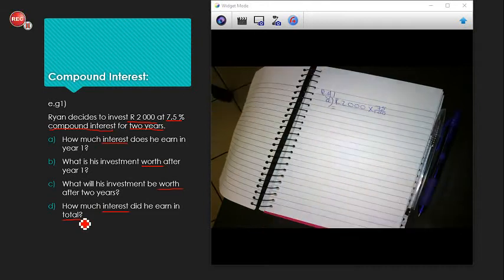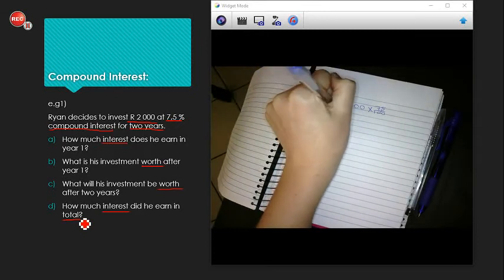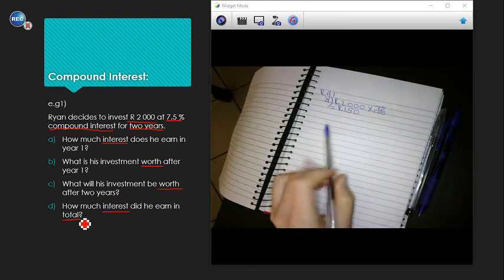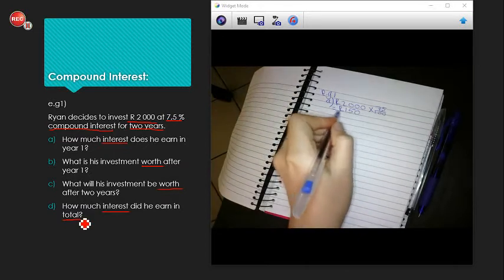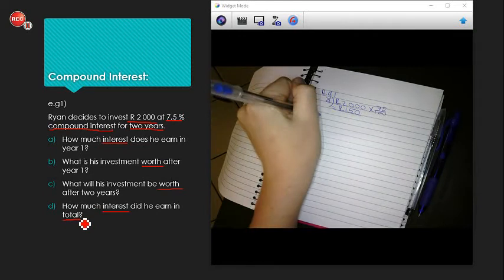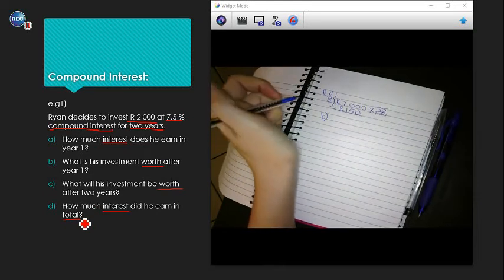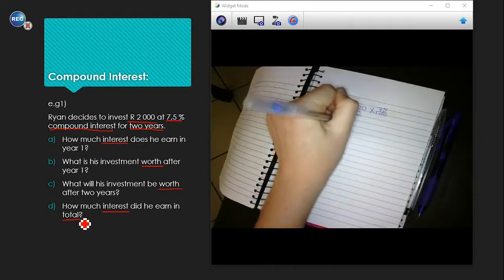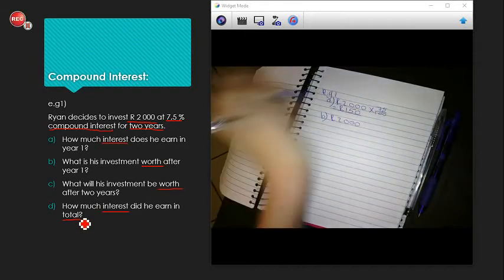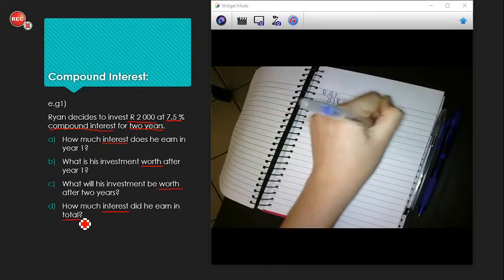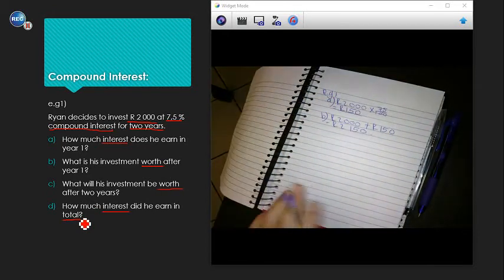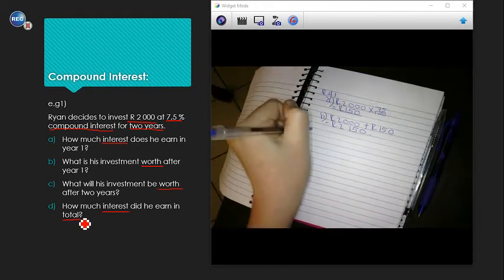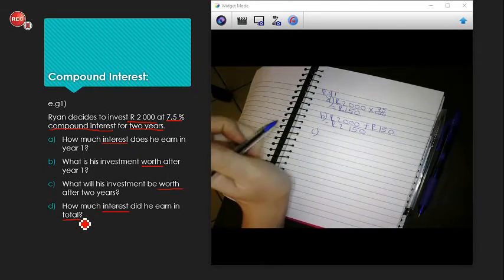And when we do that, we get 150 Rand of interest that he earned. And that answers the question in A, because A is asking us how much interest. Then it asks us, question B, what is his investment worth after year 1? So it was 2,000 that was originally invested. He got an extra 150. So he now has 2,150 Rand.